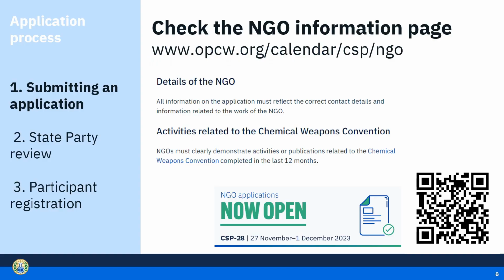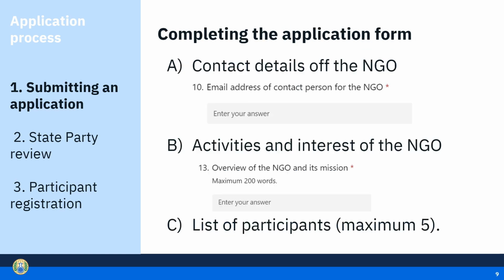First, please carefully read the CSP-28 NGO page. To get there, either follow the QR code on your screen right now, or simply find the large link on the OPCW webpage. Now, it's really important to read all the details on this page, as it has far more information than I will go into now. The application form is also accessible through that page. The next step is to submit an application.